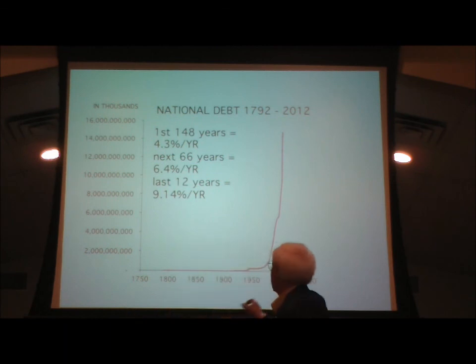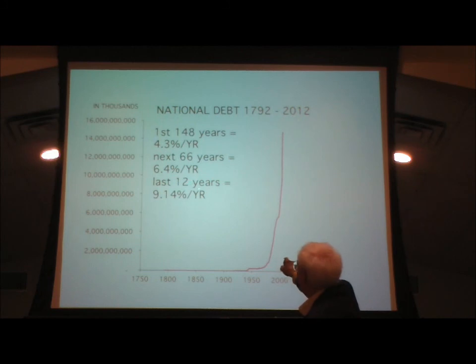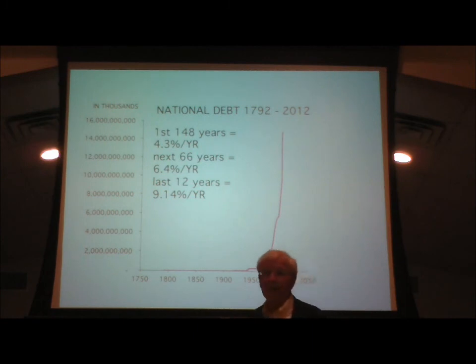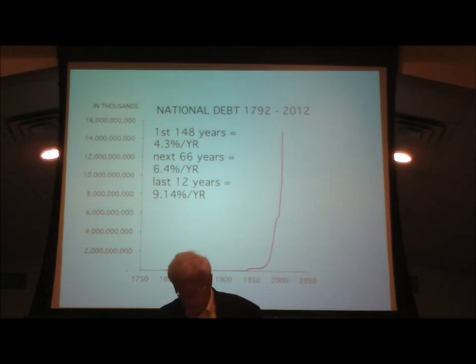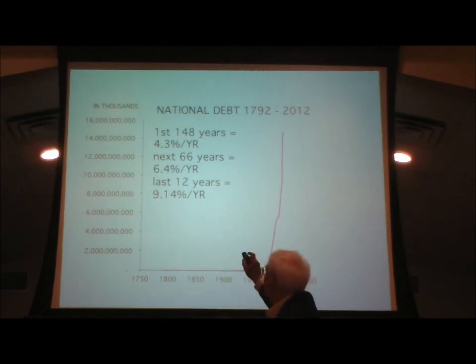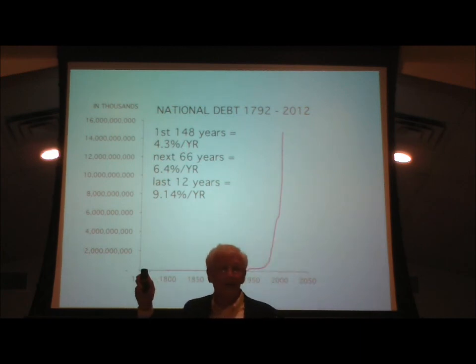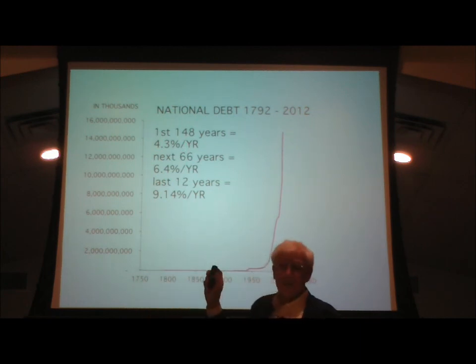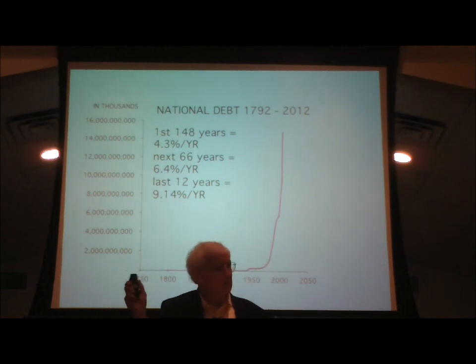Now we're into the era here, this last part of the era, which is longer than 12 years. I just picked the last 12 years somewhat arbitrarily to show you that the growth rate is over 9%. So that would double the national debt every 7.9 years. So for most of this time period, we're borrowing and repaying the debt. For the period of time starting around 1960 or so, we're borrowing, not paying the debt.